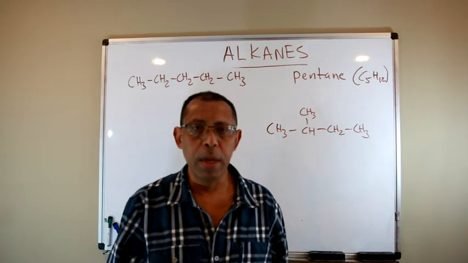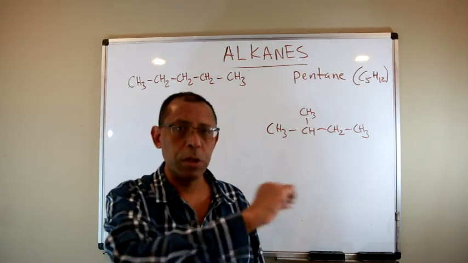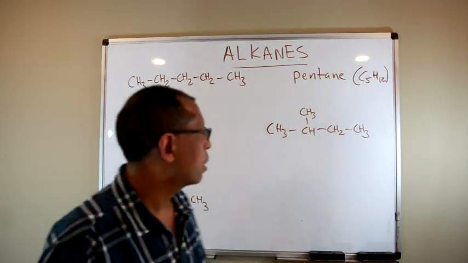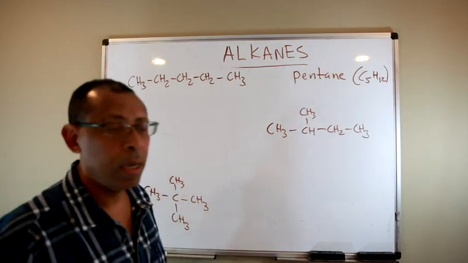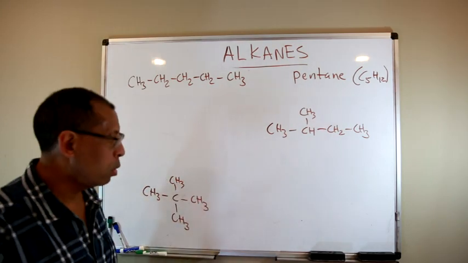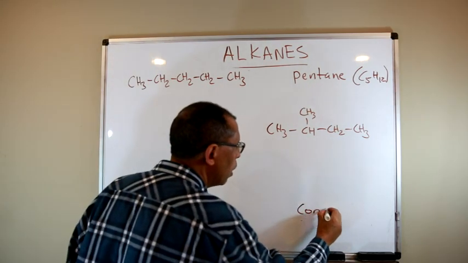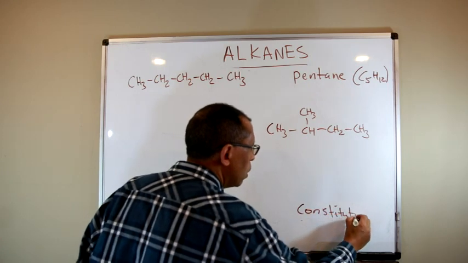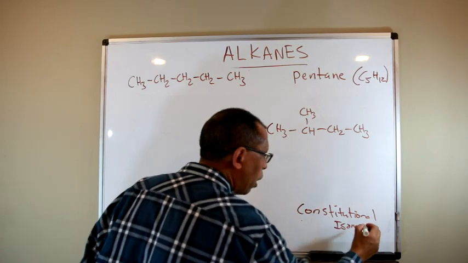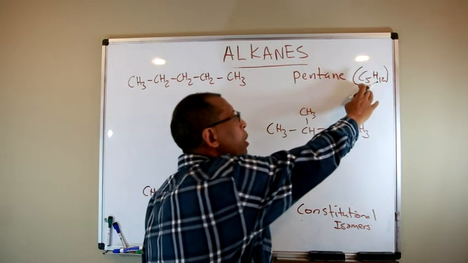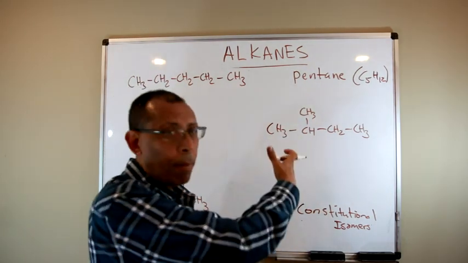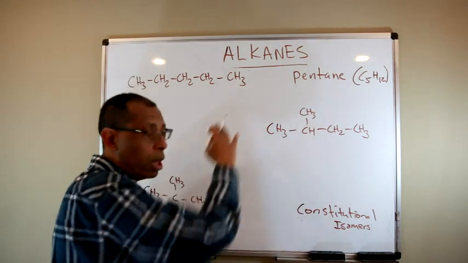From our past discussion, we have said that compounds that have the same molecular formula, but are differently constituted or differently bonded to one another, are constitutional isomers. So for pentane, I have here 3 constitutional isomers. They are not the same molecules. They have the same molecular formula. All of them are alkanes, but some are branched, some are straight chain.